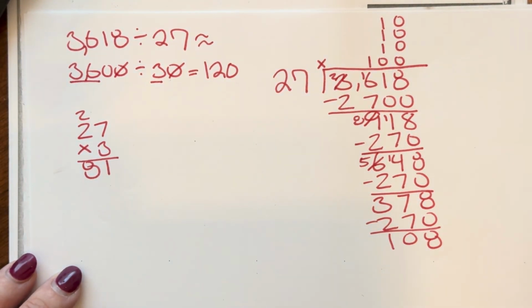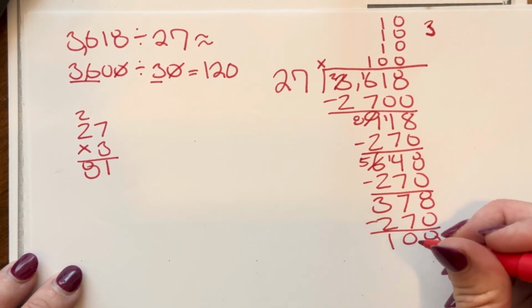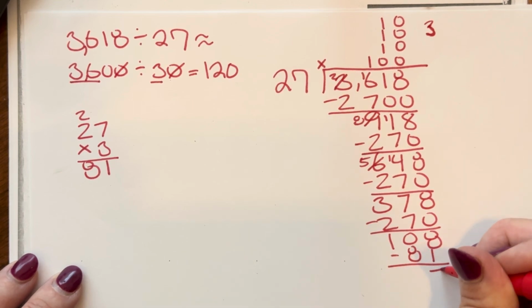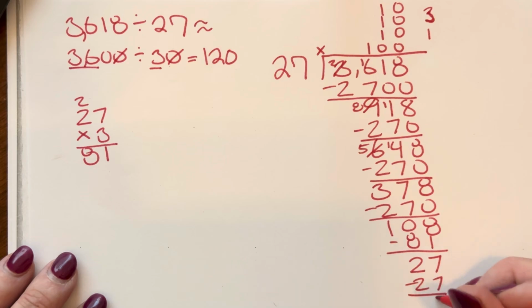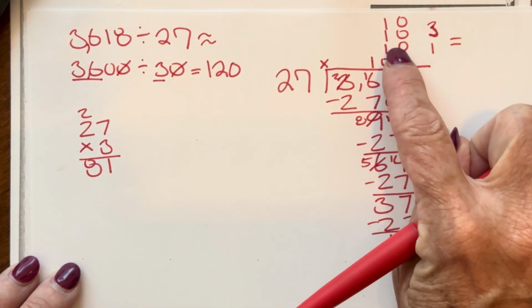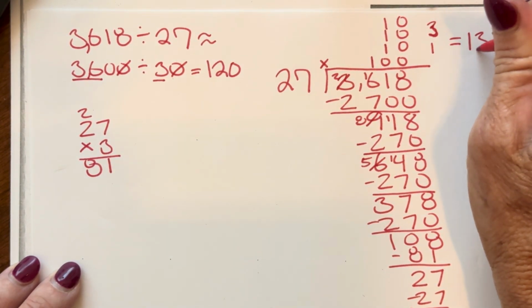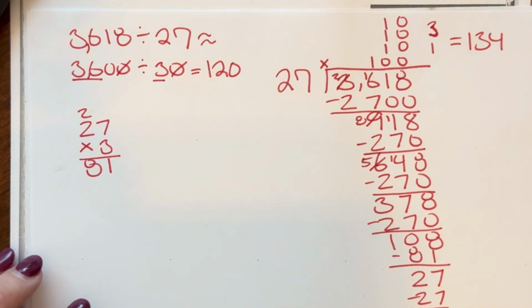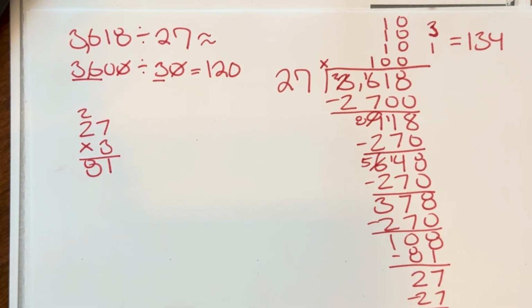Okay, I kind of ran out of room up there, so I'm going to put it over here. So I could definitely do 3 groups. So 3 groups of 27 would be 81. And I'm getting 27 left exactly, which means I have enough to make 1 more group. So 1 more group of 27 would be 27, and I have nothing left. So in total I was able to make 100, 110, 120, 130, 133, 134 groups of 27. So my quotient is 134, which was fairly close to my estimate, and I don't have any remaining.